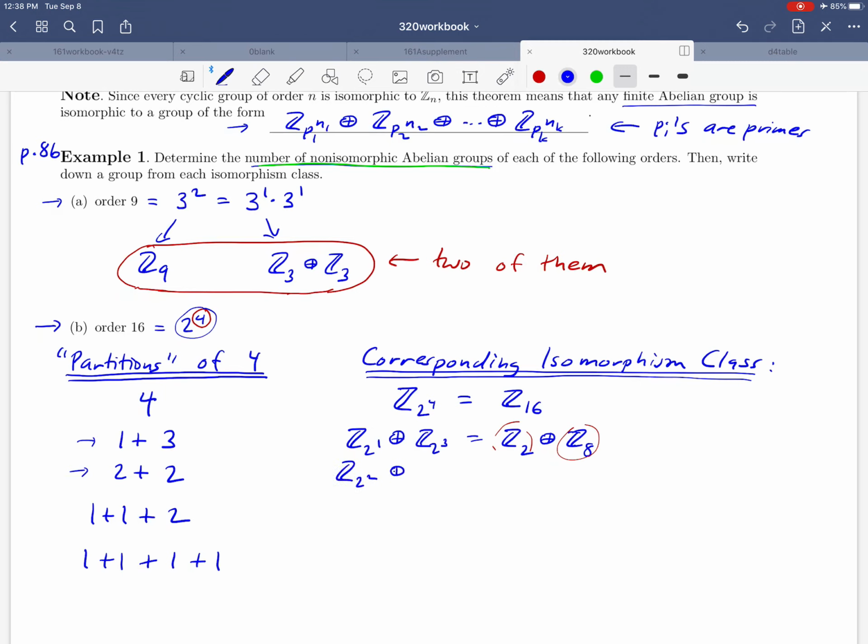Continuing down our list, we come to 2 plus 2, which corresponds to Z_2^2 plus Z_2^2. That's really the same group as Z4 plus Z4. Then moving down to the third one, that would correspond to Z_2^1 plus Z_2^1 plus Z_2^2, which looks like Z2 plus Z2 plus Z4. And then the last one is just going to look like a bunch of Z_2^1's, basically.